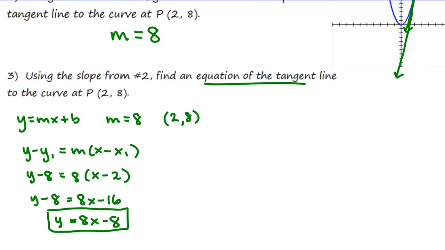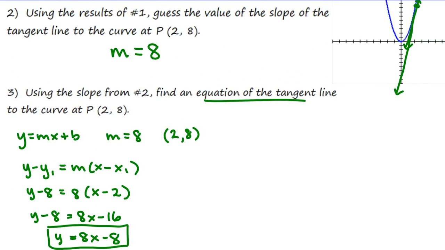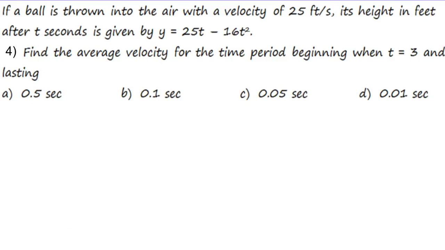All right. So that's the end of that kind of problem. Now we have a similar problem with a similar process, but the wording is different. It's more of an application. If a ball is thrown into the air with a velocity of 25 feet per second, its height in feet after t seconds is given by y equals 25t minus 16t squared. Find the average velocity for the time period beginning when t equals 3 and lasting half a second, a tenth of a second, etc. Now here's what we need to know.